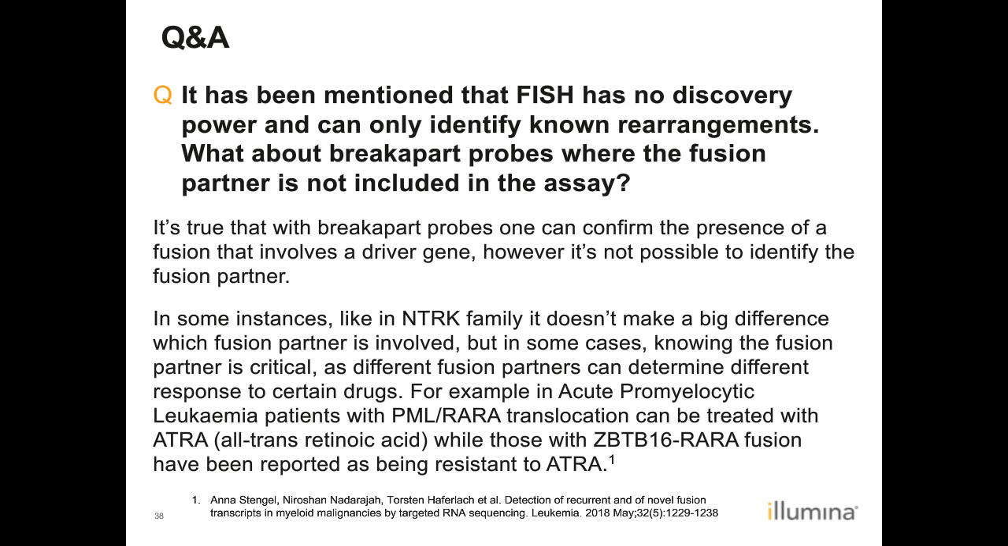In some instances, like in the NTRK family, it doesn't make a big difference which fusion partner is involved, but in some cases, knowing the fusion partner is critical, as different fusion partners can determine different response to certain drugs. For example, in acute promyelocytic leukemia, patients with PML-RARA translocation can be treated with ATRA, while those with ZBTB16-RARA fusion have been reported as being resistant to ATRA.